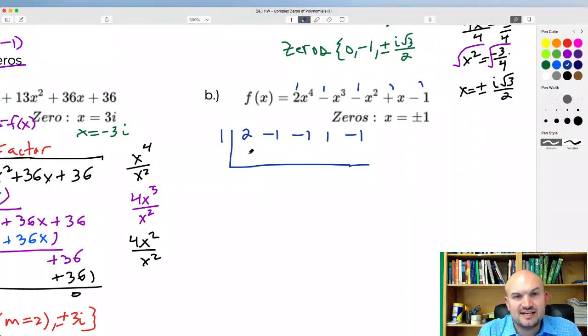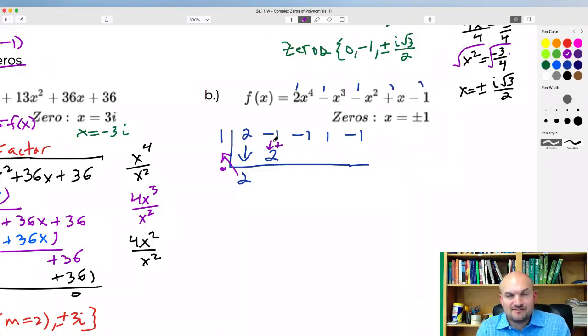All right, so for synthetic division, you always bring down the first one, which is a freebie, which is 2. You always multiply on the diagonal, so 2 times 1 is 2, and then you add on the vertical. So let me just put those little points there. So you multiply on the diagonal, and then add on the vertical.